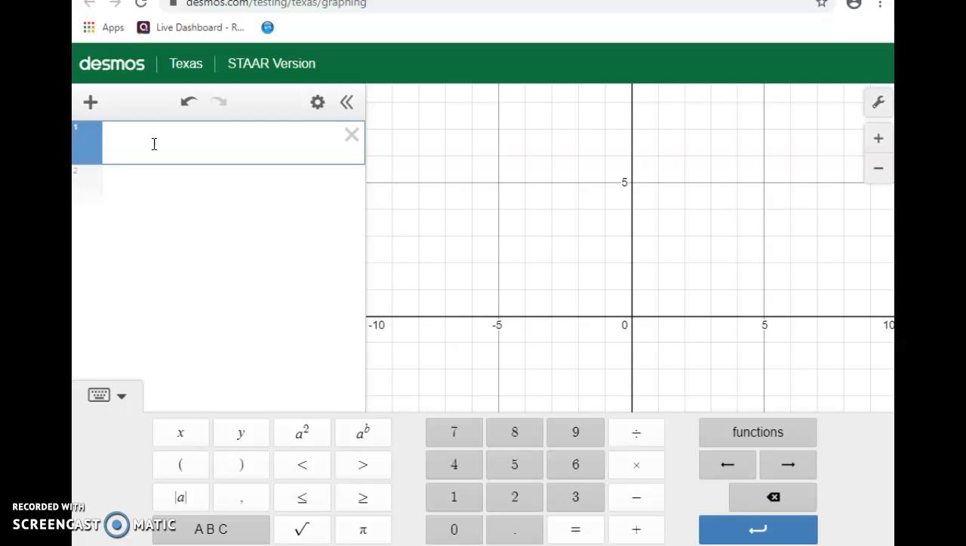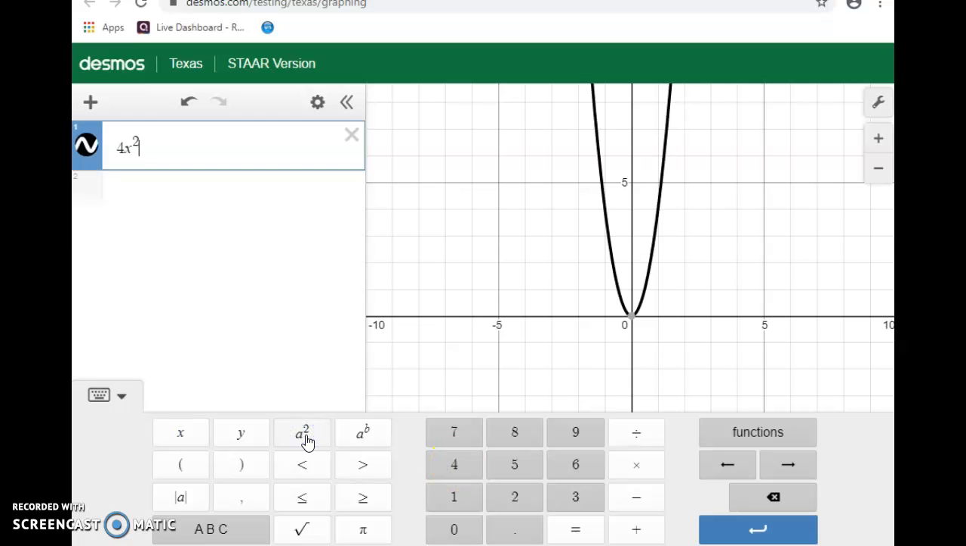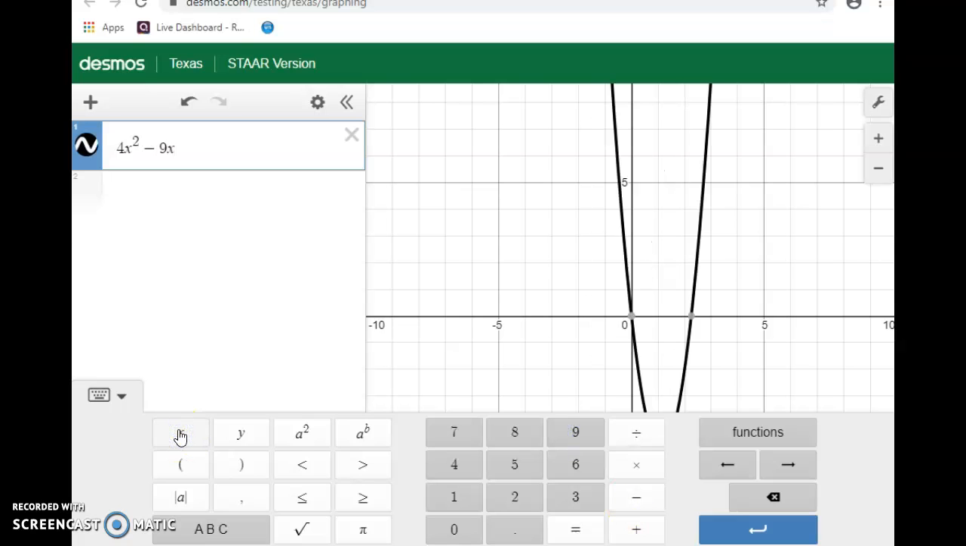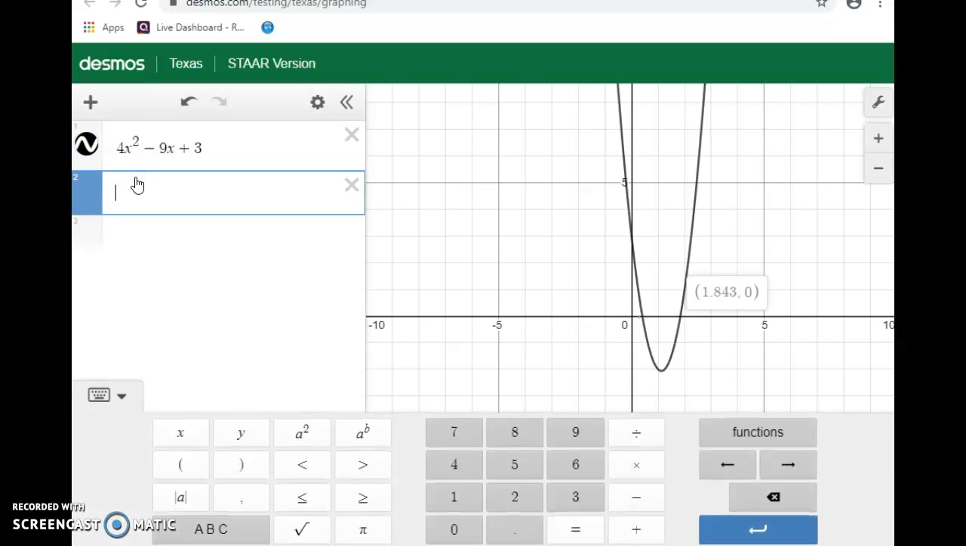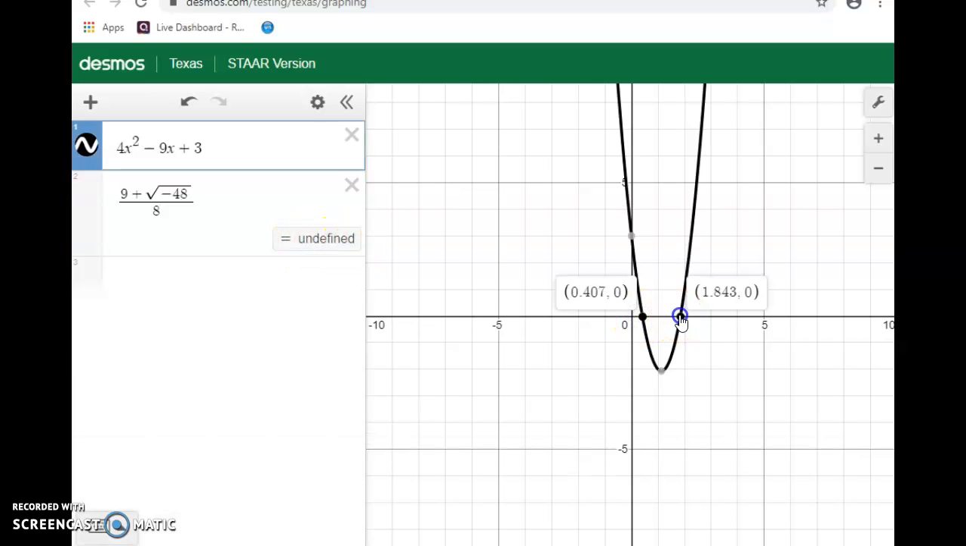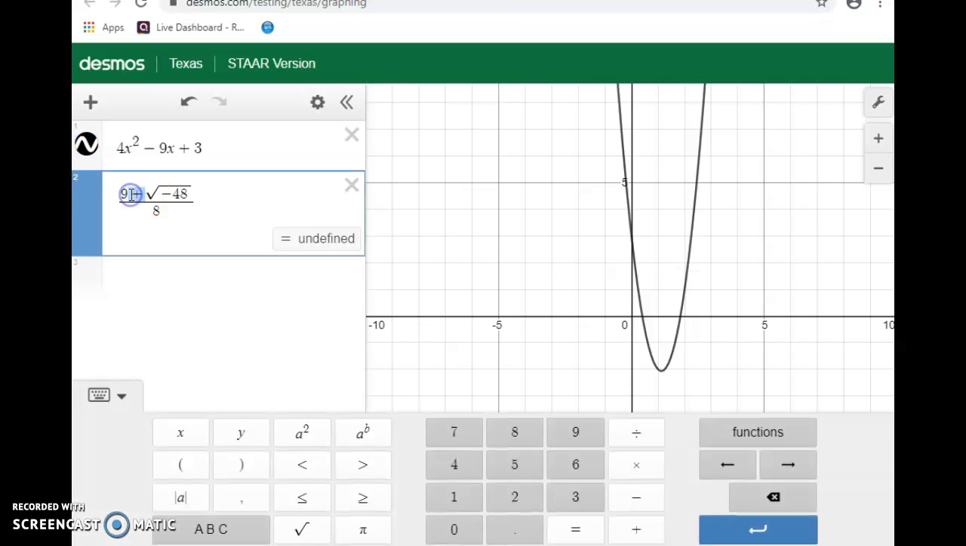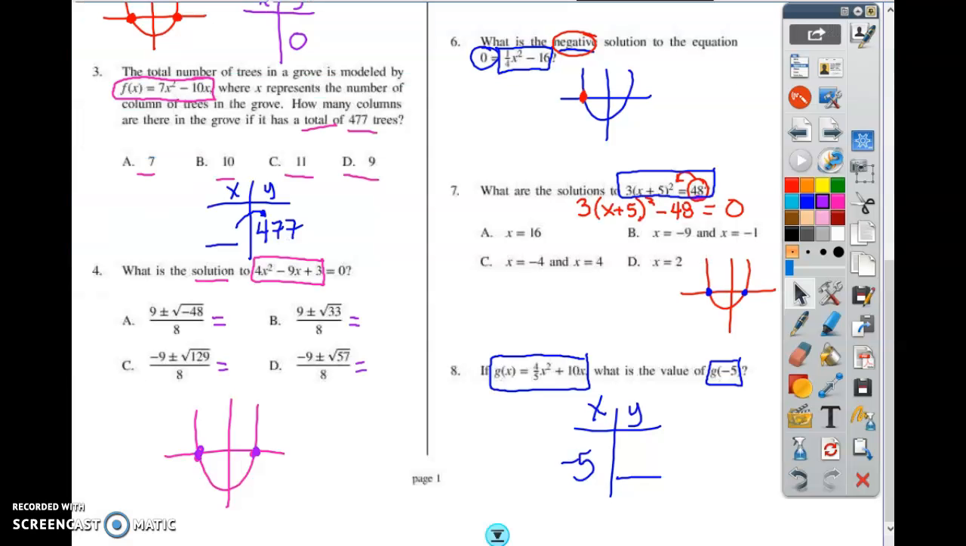So right here we have 4x squared minus 9x plus 3. Look at the zeros, and we need one of the answer choices to give us that. When I start typing answer choices, letter A, start with division. On top you're going to put 9 plus the square root of negative 48, and on bottom you're going to put 8, and then see what it gives you. This is not the correct answer because it didn't give me those two numbers. Even if I change this to a minus, it's still not going to give me the same thing. So make sure you type all of those in Desmos.